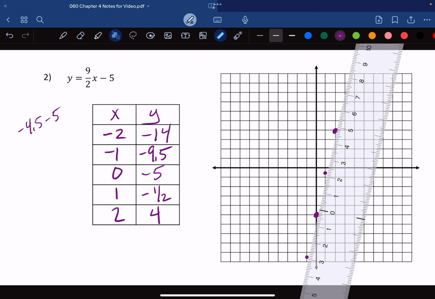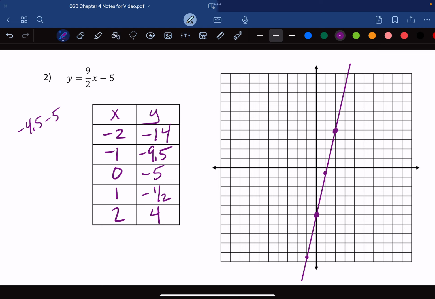And let's see. I learned if I get it too close, it won't let me draw the line. There we go. And there's my line. This wasn't too bad. Even though we got some fractions, I could still graph it.